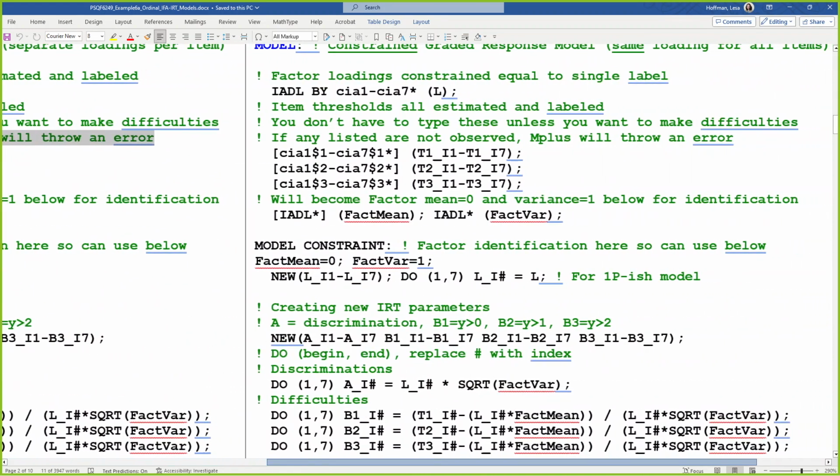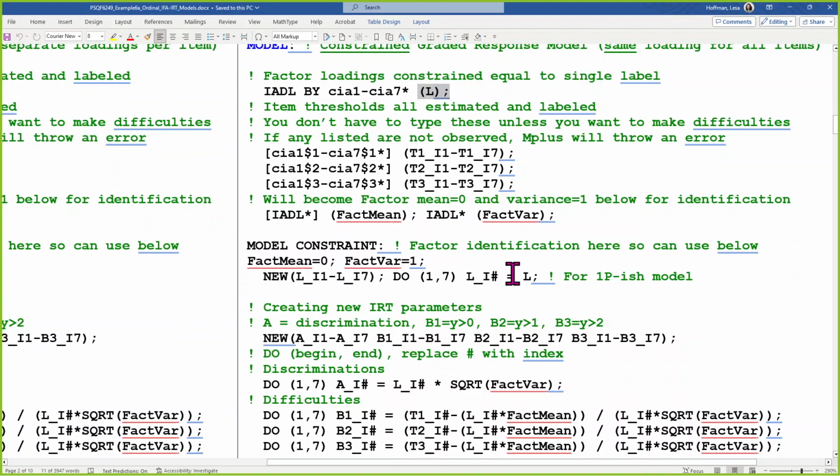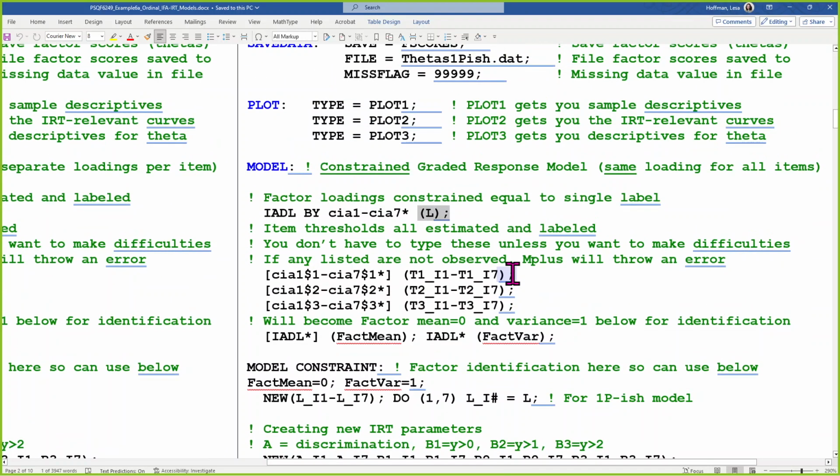Same thing on this side, where the only difference is that I have 1 loading instead of 7, so I would call this a 1PL-ish kind of model, or I named it the constrained graded response model, because it is nested within the version that has 7 different slopes.